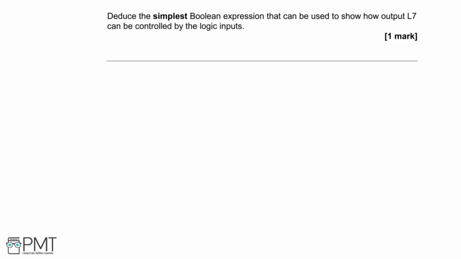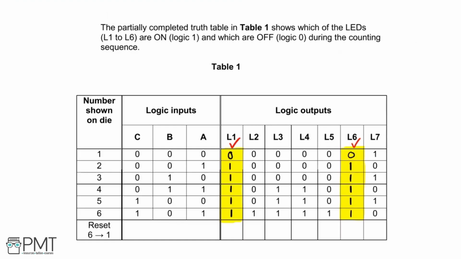Deduce the simplest Boolean expression that can be used to show how output L7 can be controlled by the logic inputs. So on this table, if we take a look at L7, in each of the individual rows, you'll notice that where there is a 1 for L7, there is a 0 for A. So if the number shown on the die is 1, A will show 0, and L7 will show 1. Whereas if the number shown on the die is 2, A will show 1, and L7 will show 0. So L7 and A are doing the opposite at all times. So we need to write that as a code in the answer space.